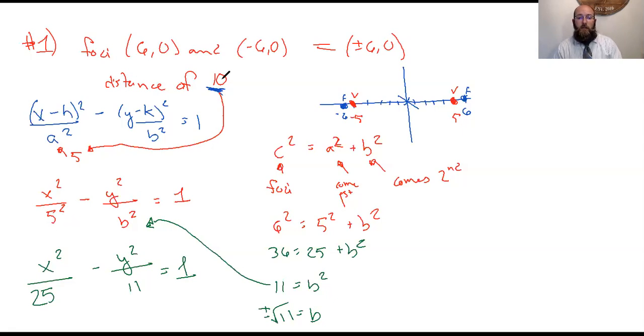Okay, it was a distance of 10, but that was from vertex to vertex. I really only care about center to each vertex or center to foci, whichever part it is. And that then gave us this 5, and it needs to be squared when it goes into the denominator. Then I used foci squared equals first denominator plus second denominator to find out what my second denominator was.